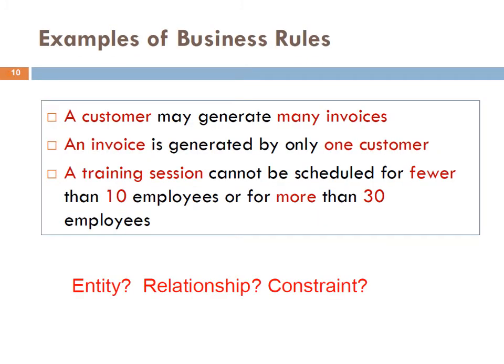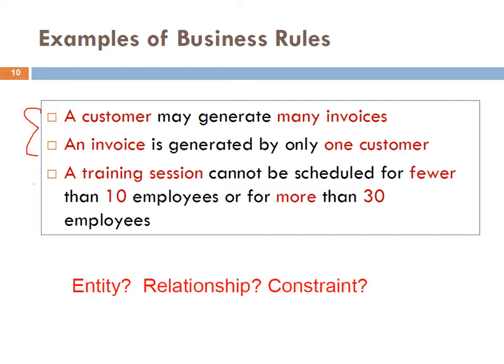So these are the examples of business rules. Basically, a business rule must be described in simple language and be easy to understand. If you look at this example, the first two examples describe two entities, which are a customer and an invoice, with a one-to-many relationship between those entities, right?